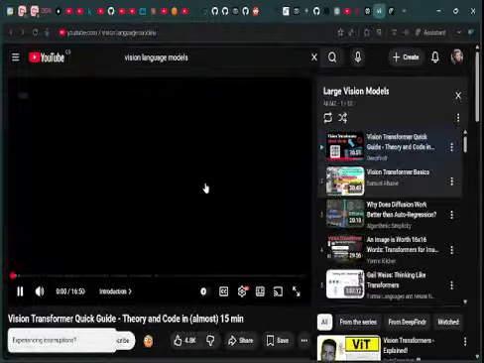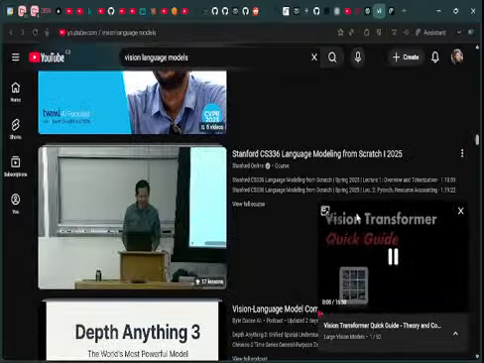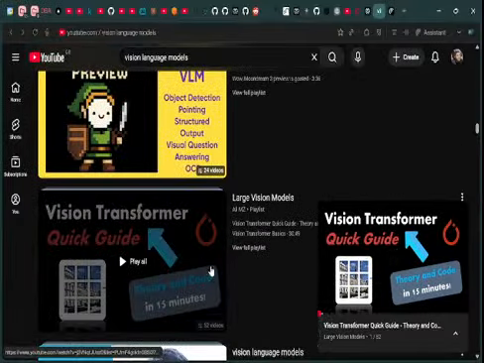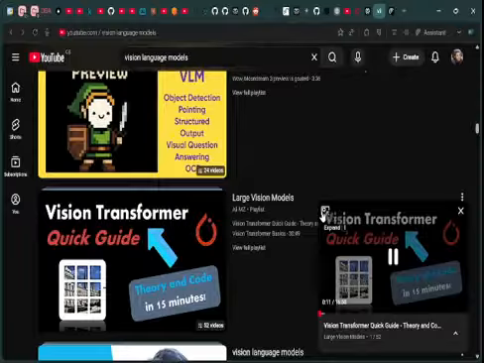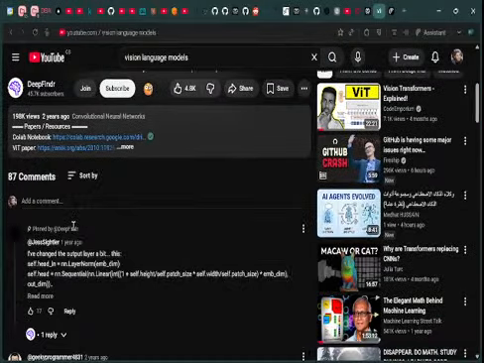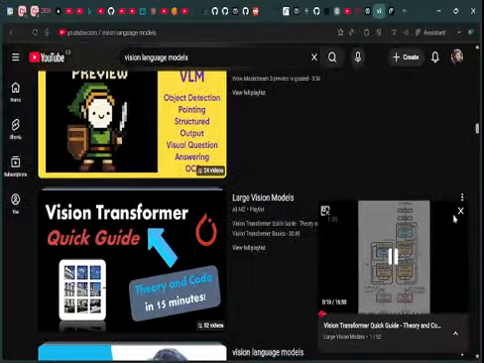The theory and code for vision transformers in 15 minutes. This is a quick guide to give you all the details you need to know. At the end, I also quickly talk about some differences between CNNs and vision transformers. Let's get started. Here you can see the transformer architecture, which you might or might not know.